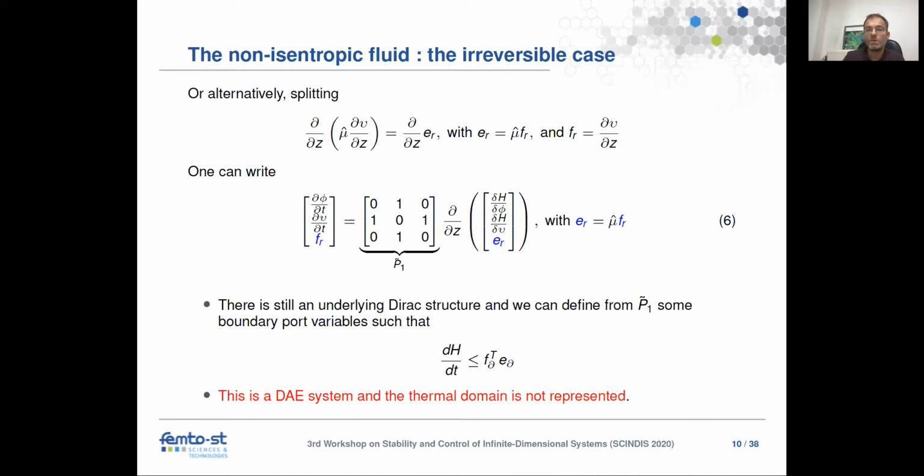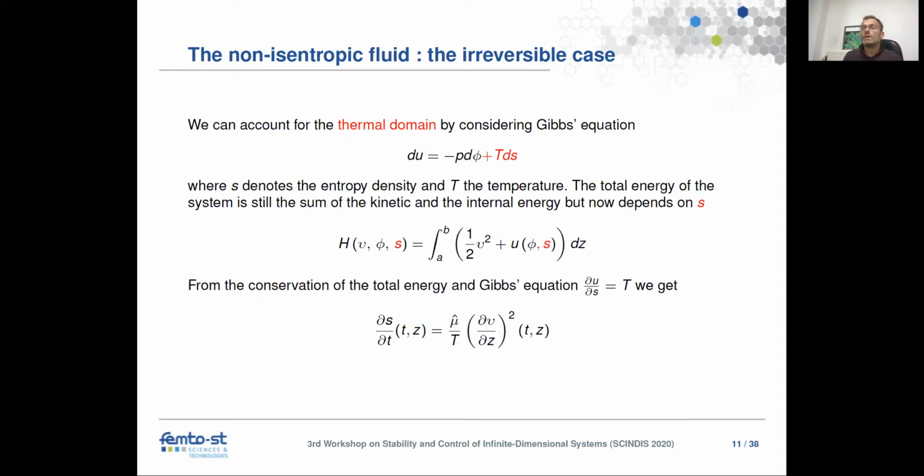So this approach is quite limited, and we try to extend it including the balance equation on what we call the entropy of the system, meaning that we add an additional variable in order to cope with this thermal domain. This variable is the entropy, and now we can write what we call the Gibbs equation that is associated to the properties of the fluid, that gives you the fact that the variation of the internal energy is related to the variation of the volume with respect to the pressure, and the variation of the entropy with respect to the temperature. So the energy is not anymore the energy that only depends on the velocity and the volume, but the energy also depends on the entropy. So you add a state variable in your definition.